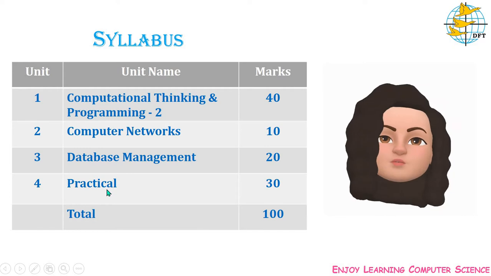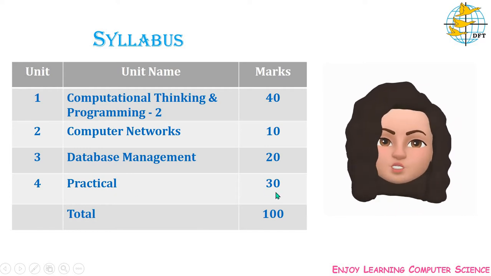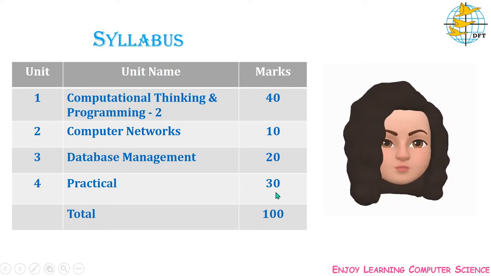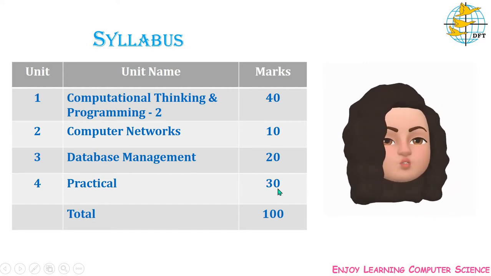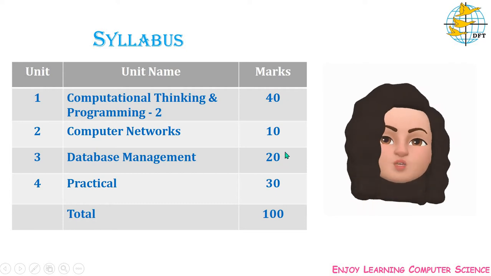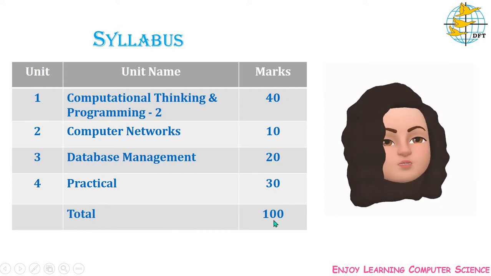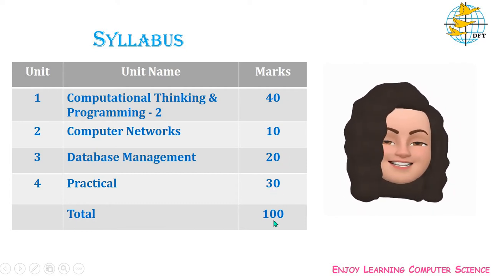Then we have practicals, 30 marks. So in the practicals also you have to complete your record, you have to do your project, you have to do the viva, all those things. That carries 30 marks. So totally theory 70, practicals 30, together it is 100 marks.